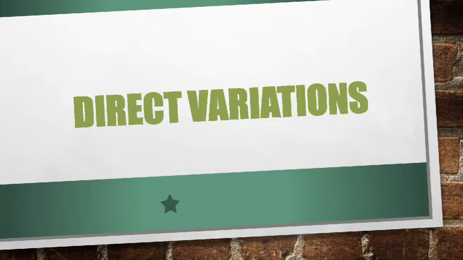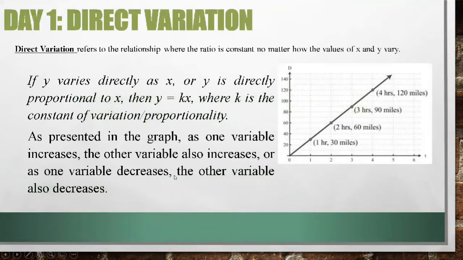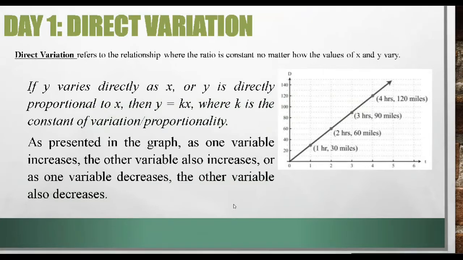In this video, we are going to have a direct variation. So let's start with our direct variation. When we say direct variation, it refers to the relationship where the ratio is constant, no matter how the values of x and y vary.